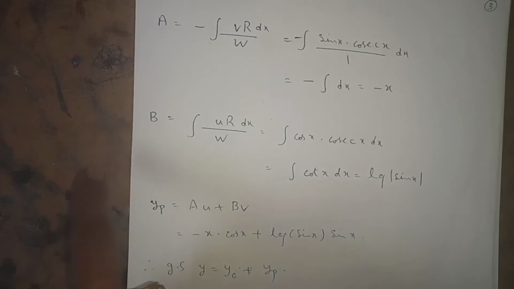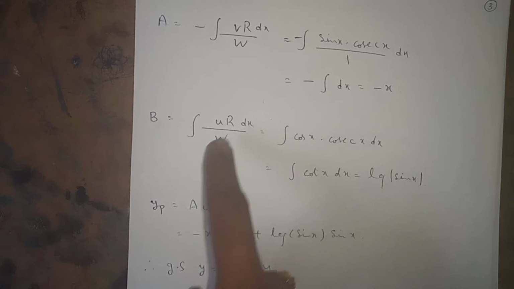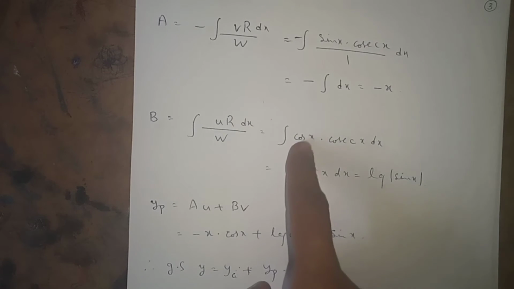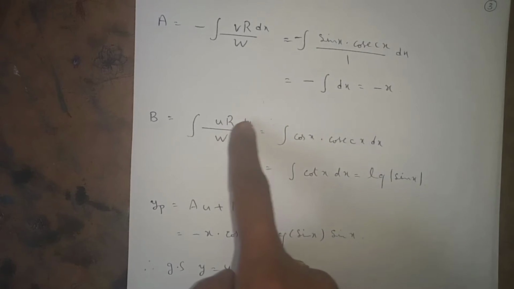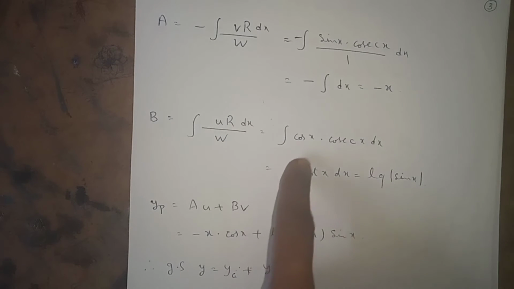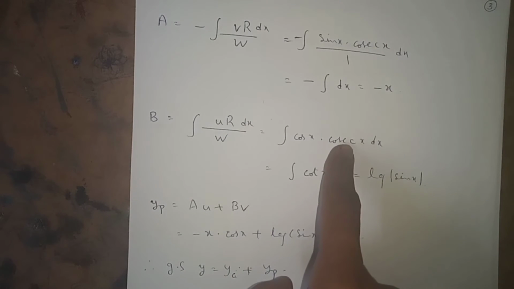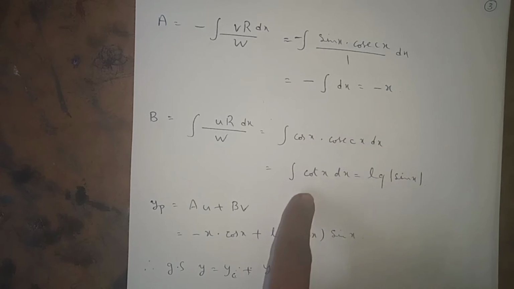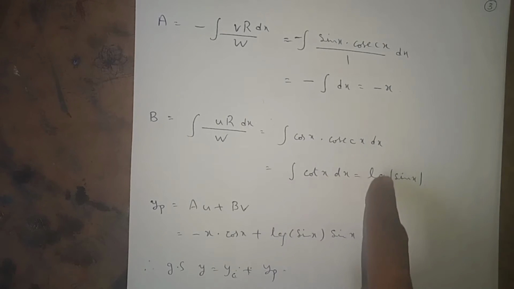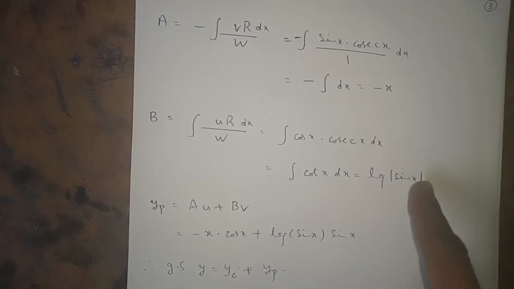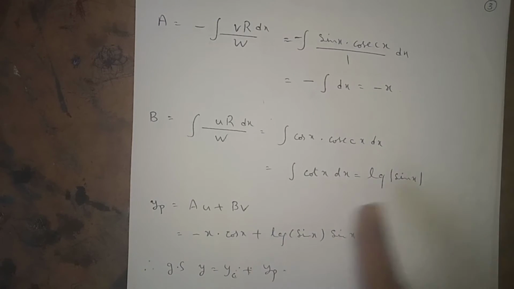In the same way, capital B is equal to integral u R dx by W, that is equal to integral cos x, u is cos x, into capital R is cosec x. Cos x into cosec x means cos by sin, which is cot x dx. Integral cot x dx is log sin x. Learn all the differentiation and integration formulas, otherwise it is very difficult.